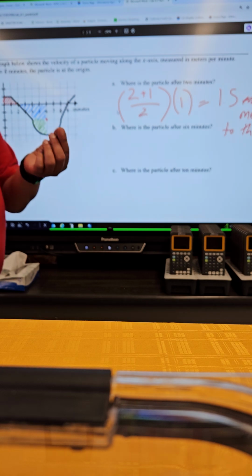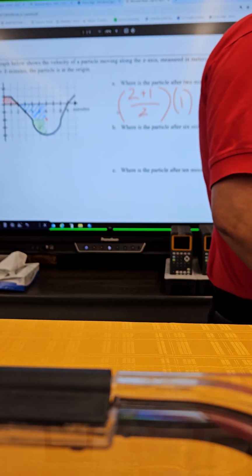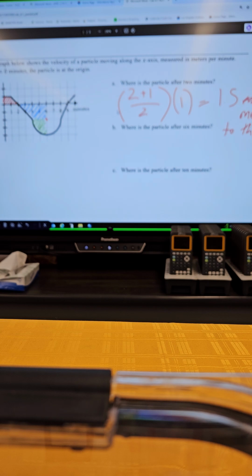So it's an accumulation of red color, blue color, and green color. The red color is a trapezoid. The blue color is also a trapezoid. And the green color is a quarter of a circle, right? A quarter of a circle.